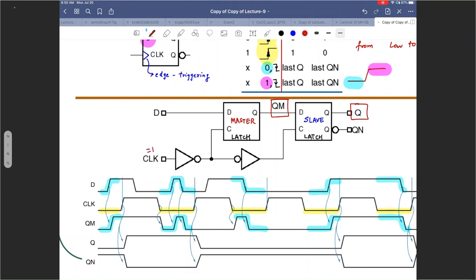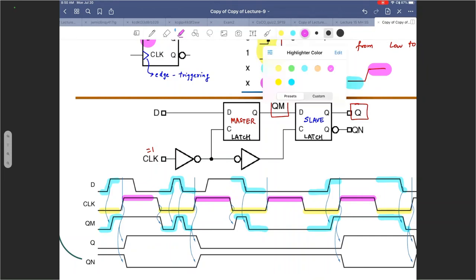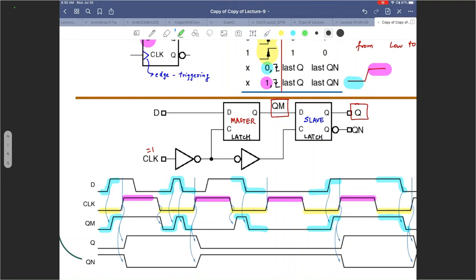So when is clock 1? Let us highlight that in pink here. Clock is 1 here, here, here, here, and so on. So during those times, Q will be the same as QM during that timing window. So let us use perhaps a green for this. So Q follows QM. What is QM? During that time, it is high, all right? So we have a high there.